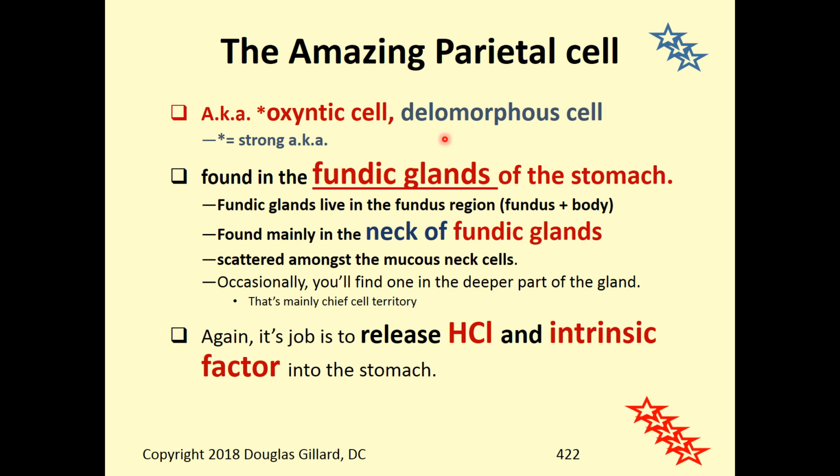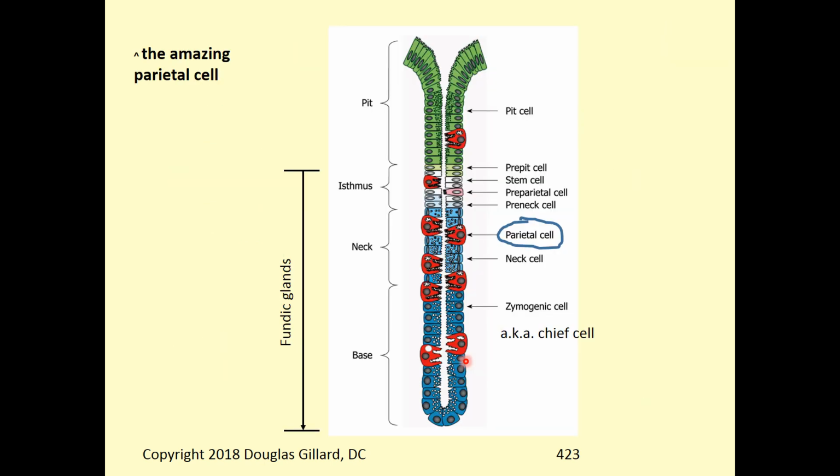Oxyntic cells, also known as, here's a strange one, delomorphous cells. Hopefully they won't use that on boards, but nevertheless, there it is. Oxyntic cell is always confusing because of oxyntic gland, but everybody's going to call it parietal cell. They're found in the fundic region of the stomach, mainly in the neck. Again, its job is to release hydrochloric acid and intrinsic factor.